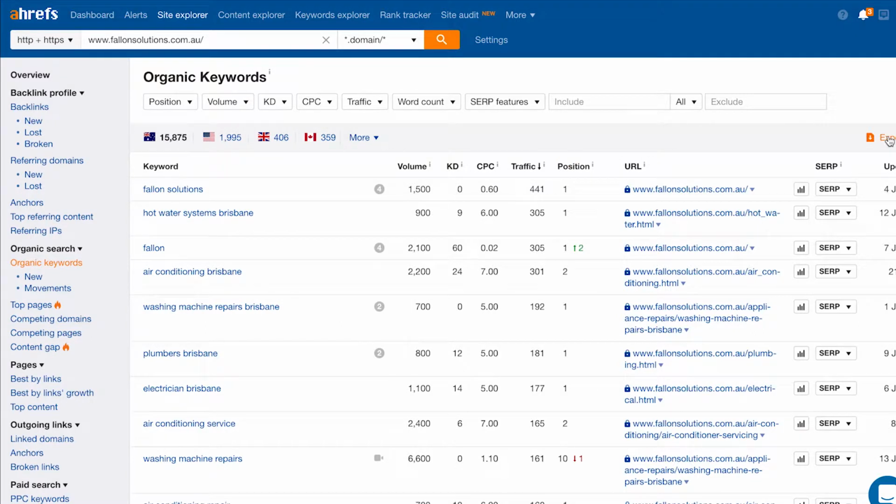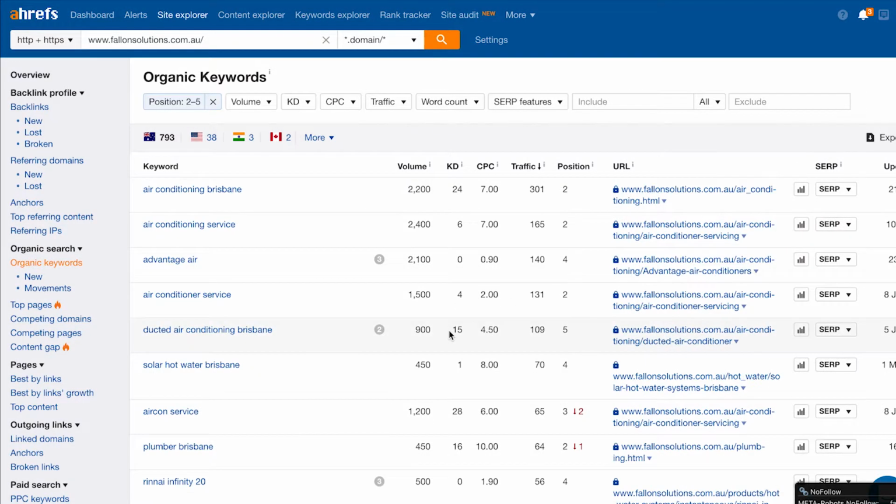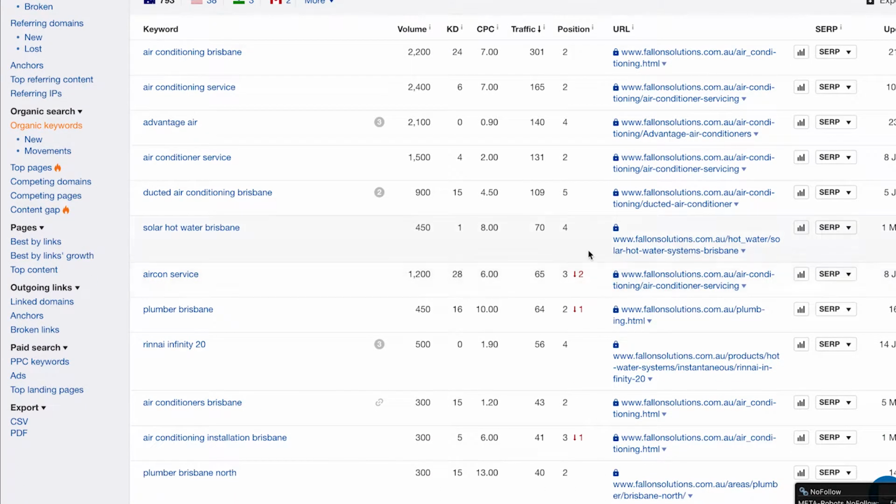You can export all this, sort it by position, so between position 2 and 5. So these are some potential keywords that you could rank for, and then you can just have a look at these, see if you can do some on-site optimization to actually focus more around these keywords.